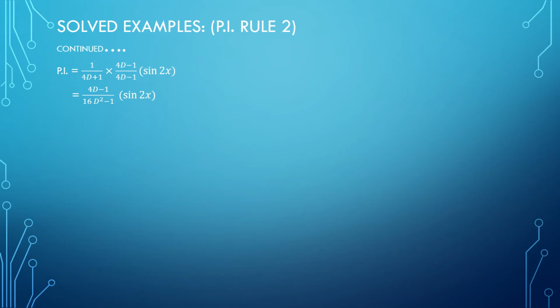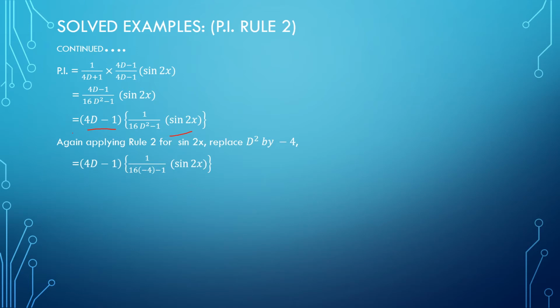Till we do that, we'll keep this operator 4d minus 1, which is a normal operator, not an inverse operator, and will operate the denominator expression over sine 2x. Again applying rule 2 for sine 2x, replacing d square by minus 4, which we did earlier also, we are going to get minus 1 upon 65. Let us take this constant out. Or we can directly also apply 4d operated over sine 2x minus 1 into sine 2x.